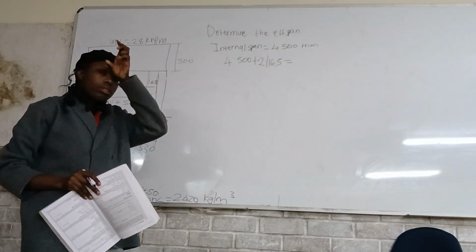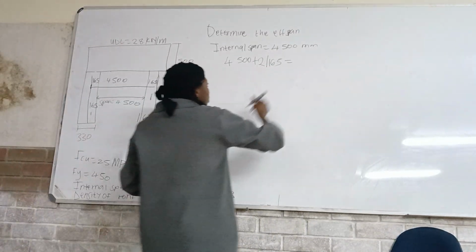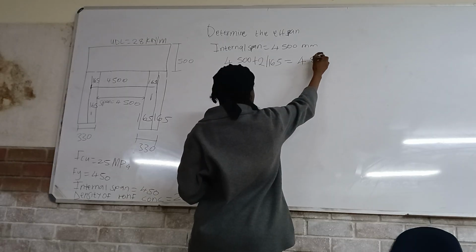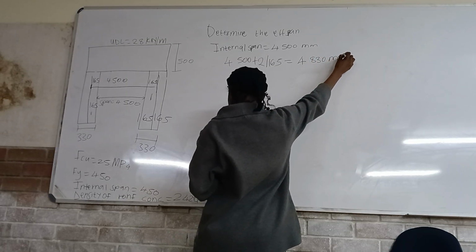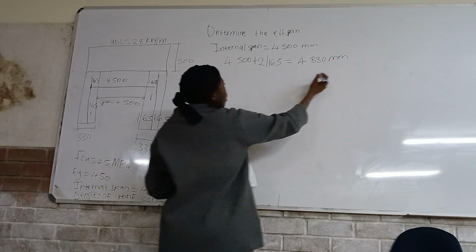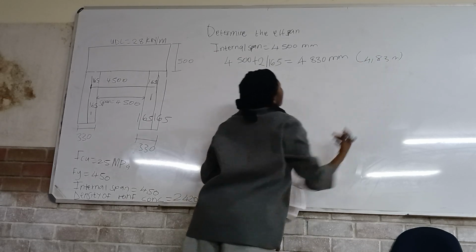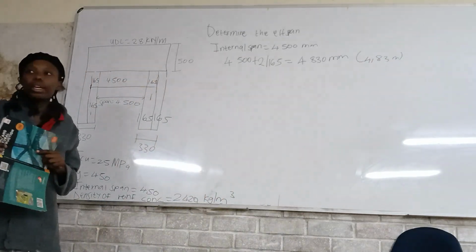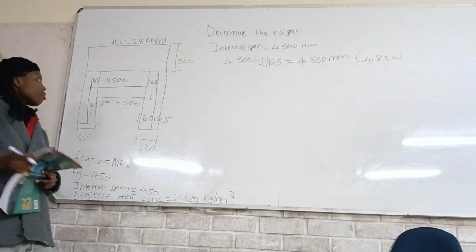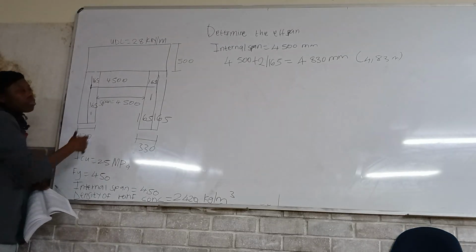What do we get? 4,830. And then also write it in meters, 4.83 meters. So that is how to get the effective span: it is determined from the middle of the walls.